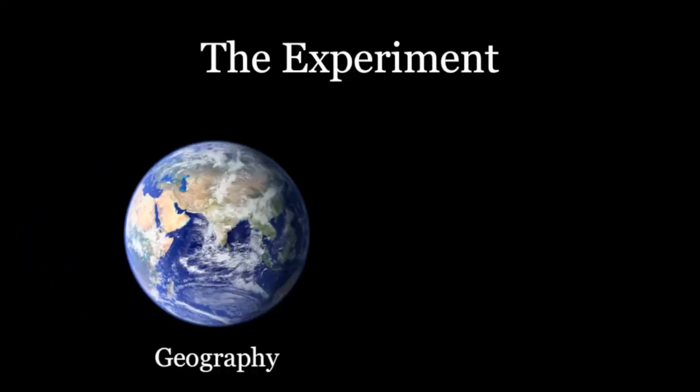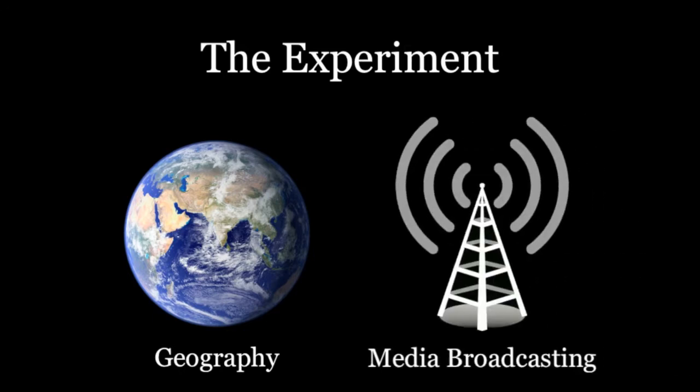So what's the experiment? What are we trying to do? We have two hypotheses for the causes of these democratic waves that we observe. The first one is geography, and the second one is media broadcasting. And we'll talk about each of them in turn.